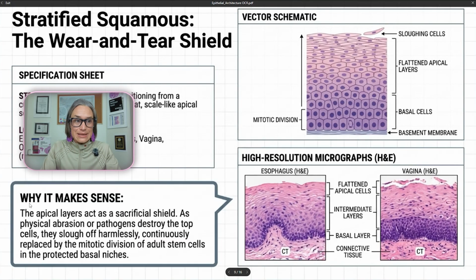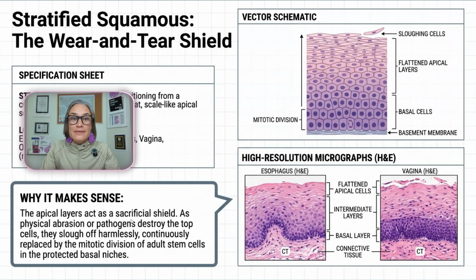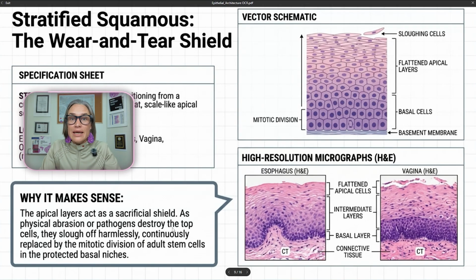Why does it make sense? The apical layers act as a shield. They protect from physical abrasion and pathogens, even if they destroy the top cells. They slough off harmlessly, continuously replaced from the bottom by the mitotic division of adult stem cells in the protected basal niches.